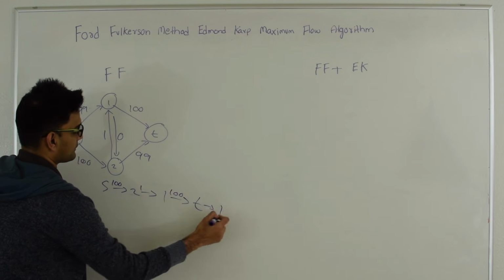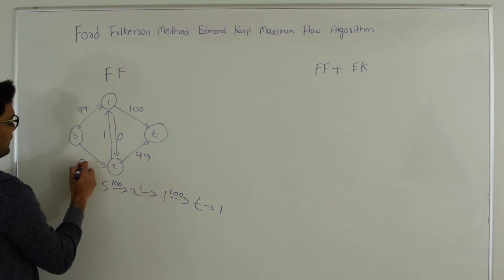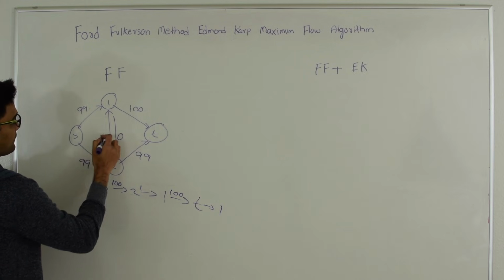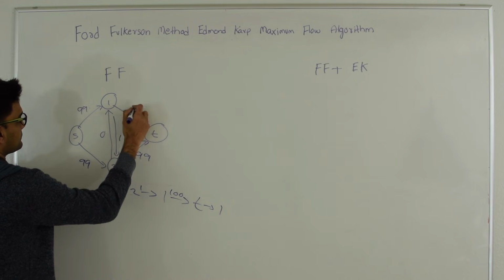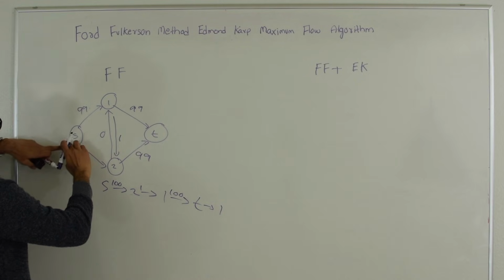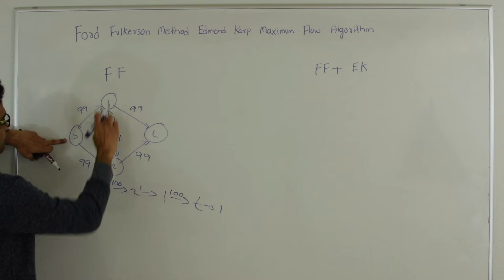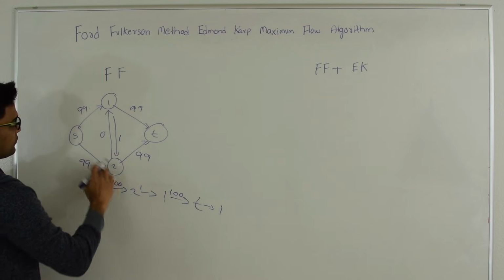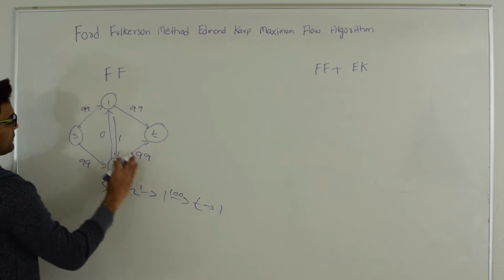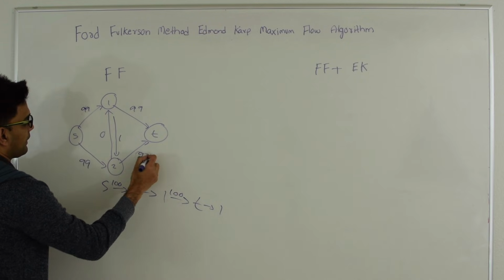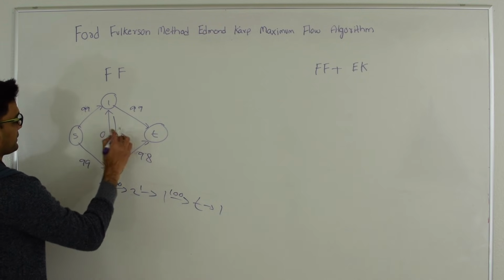So again this minimum here is 1, so this becomes 99. This now becomes 0 and the opposite direction becomes 1, and this becomes 99. And now let's say we repeat the process, and let's say we went from S to 1, 1 to 2, and 1 to 2, 1 to 2, and 2 to 3. So this time this will become 98, this will become 98, and this will flip in the opposite direction.